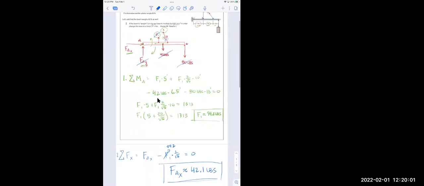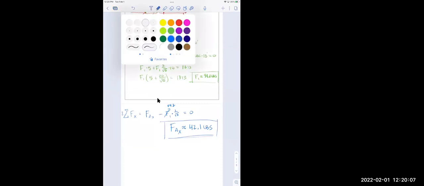I didn't round anything, and it wasn't exactly 42. It was actually 42.1 pounds. So they did ask me about the reaction at the wall over there today, so now I know that. I think that's just a coincidence that it happened to be so close to the 42 that was in this problem.